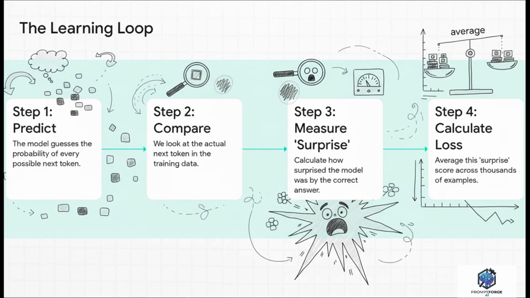The whole learning thing is basically a giant feedback loop. Here's how it works. First, the model makes its guess for the next token. Then we look at the training data to see what the actual right answer was. And here's the cool part. We measure how surprised the model was. If it predicted the right answer with 99% probability, it wasn't very surprised. But if it only gave the right answer a 1% chance, well, it was very surprised. And that average surprise over thousands of examples, that's a number we call the loss.